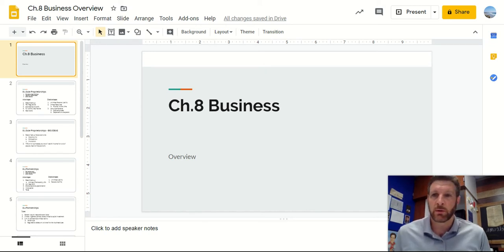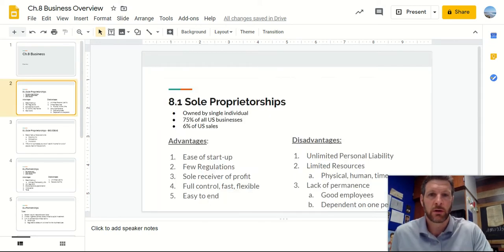So first, this one will be on 8.1 sole proprietorships, and then there'll be one for 8.2 and 8.3 as well. I'm not doing 8.4 because I think the chapter is pretty self-explanatory, and there aren't any real big takeaways that I think I need to cover with a video. So let's just go right into 8.1 sole proprietorships.